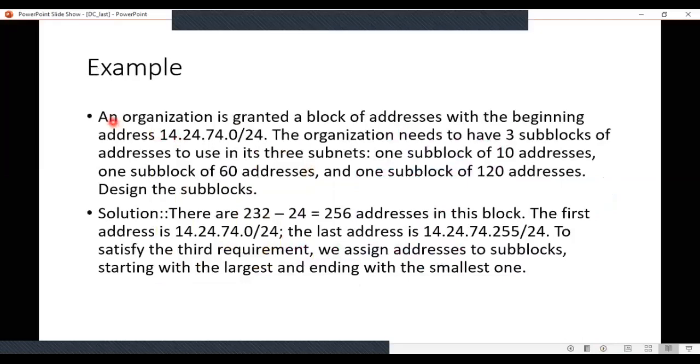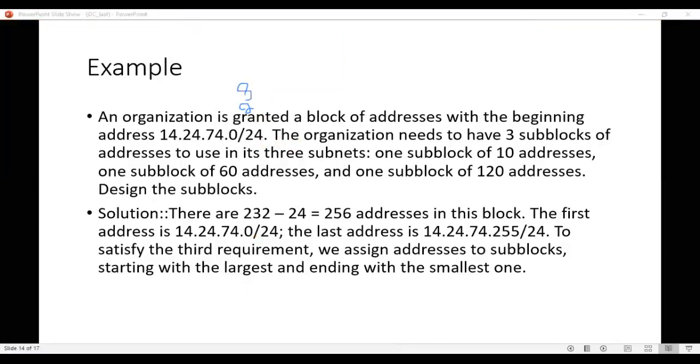Okay. Example: an organization is granted a block of addresses with the beginning address of 14.24.24.0/24. What is it? This is the network. 24 bits will represent the network ID, and the rest, how many bits will represent the addresses, subblocks? How many addresses are available? That is 6 plus 2, 8. So 2 raised to 8.